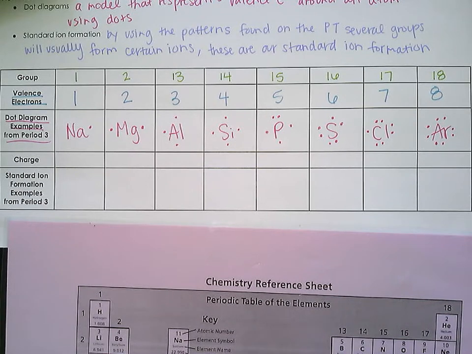So when I'm looking at charge, I either want to kick electrons out to look like a noble gas, or I want to take electrons in to look like a noble gas. So those are going to be my 2 options. I'm going to do whatever is easiest. Okay? Atoms are lazy, they want to do whatever is easiest.